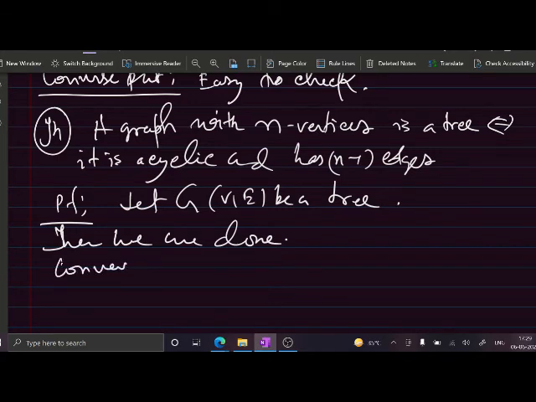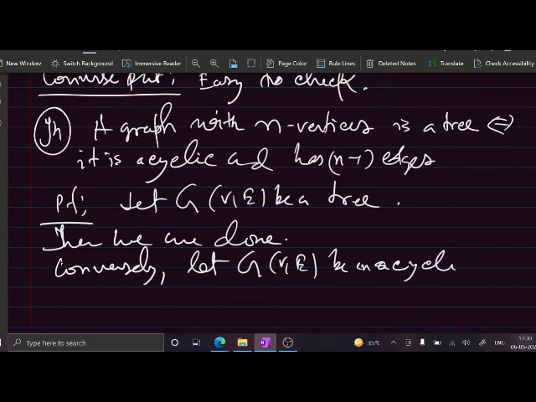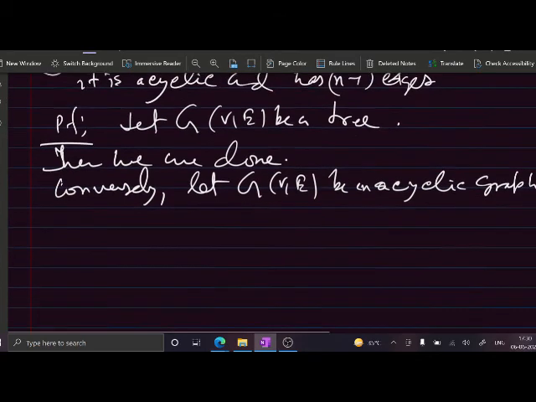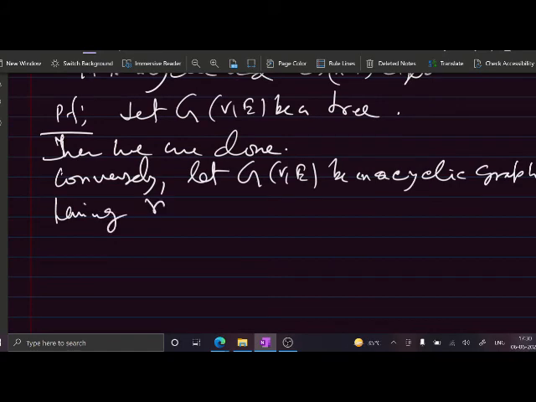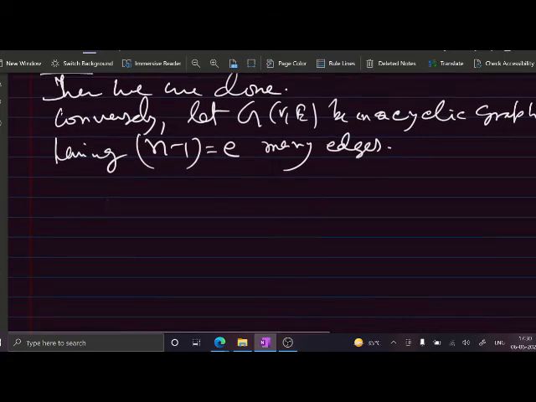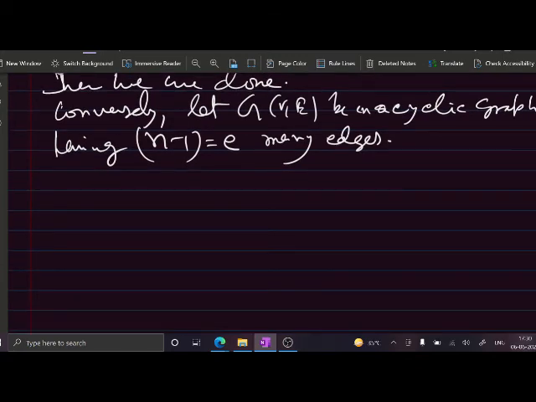Conversely, let G(V, E) be an acyclic graph having n minus 1 edges. In order to show that it is a tree, we have to show that it is connected, and that's enough for the proof.